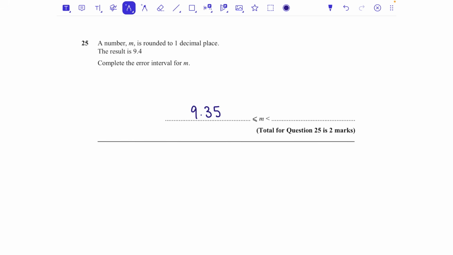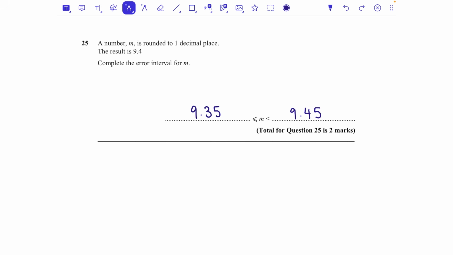Anything smaller than that and it would have rounded down to 9.3 or down to whatever it was closest to. 9.36, 9.37, that all rounds to 9.4, so that's good. The biggest it could be is 9.4999999. So what we do is we just say 9.45, and then see here this symbol doesn't have an equal to, so it can't actually equal it, but we can go up to it, and that's why we say it can go up to 9.45.